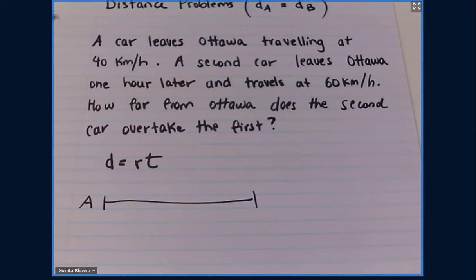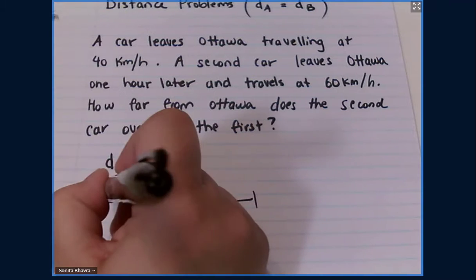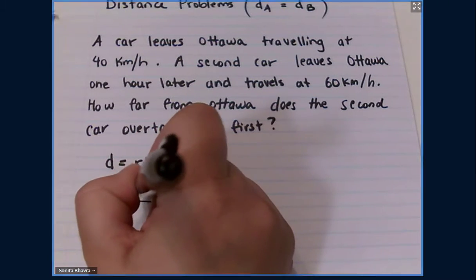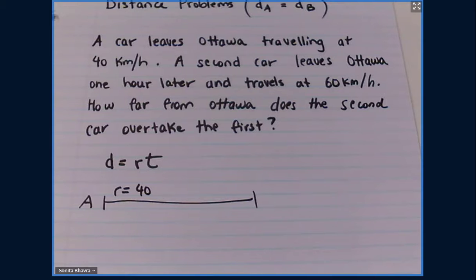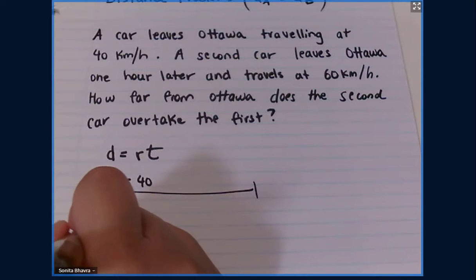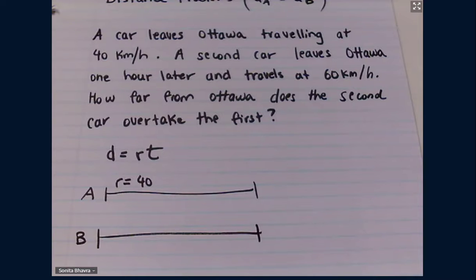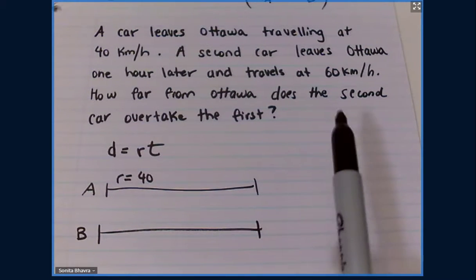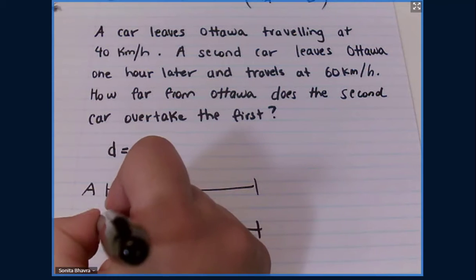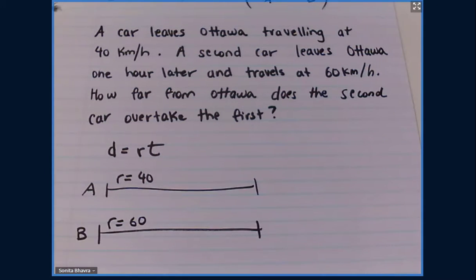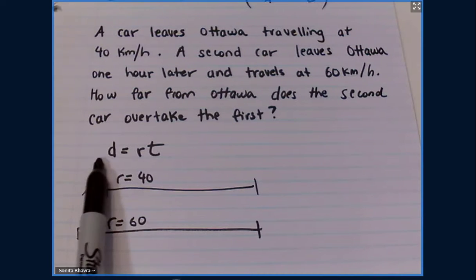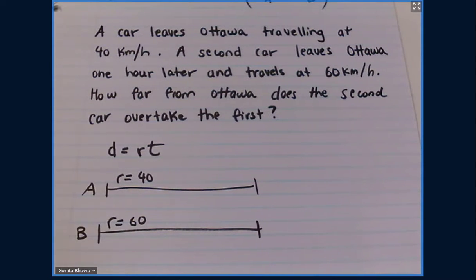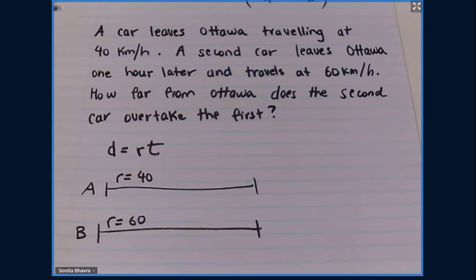So car A, its rate was 40 kilometers per hour. So its rate is 40. And our second vehicle, B, its rate is 60 kilometers per hour. So we have a rate of 60. What we are trying to solve for is how far from Ottawa the second car overtakes the first. So we're looking at distance. But to be able to solve for distance, we need our rate as well as the time.